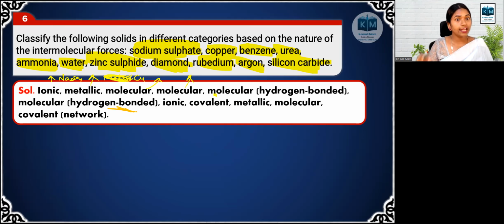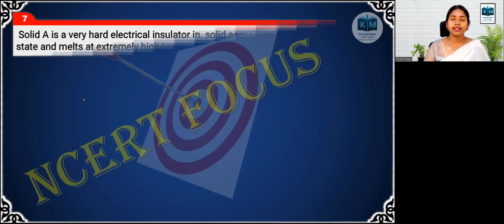Zinc sulfide, Zn2+ and S2-, ionic. Diamond is covalent. Rubidium is a metal, so metallic. Argon is molecular. Silicon carbide is covalent. Understanding? Is it clear? See the next one.